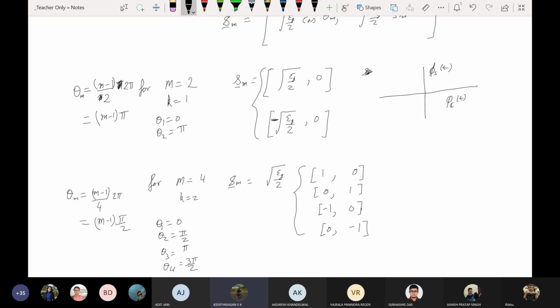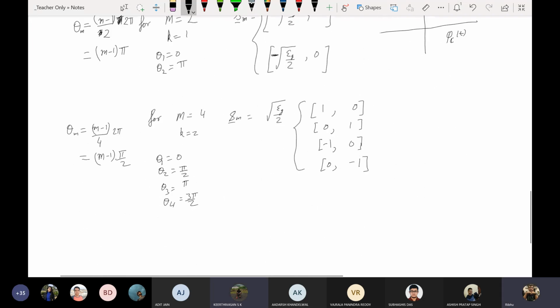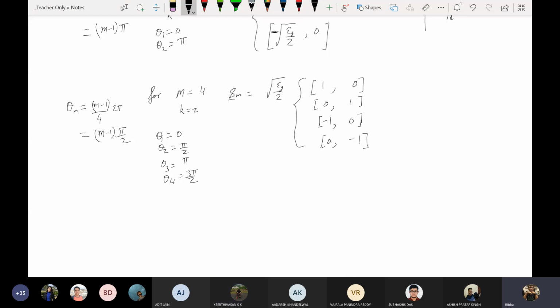Is it that SM should have a unit power? Are we trying to get SM to have a unit power? SM won't have a unit power. SM would have power EG by 2. These basis should have unit power. We are expressing it as a basis. So this, and SM, EG by 2 times this.